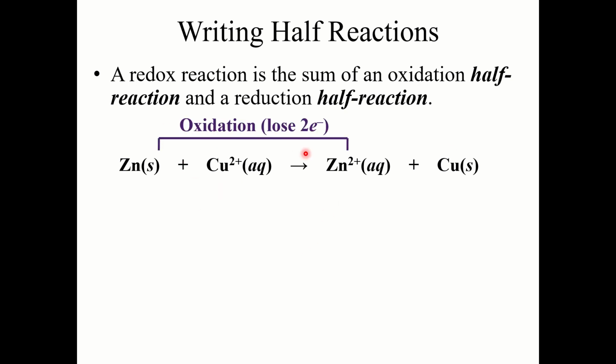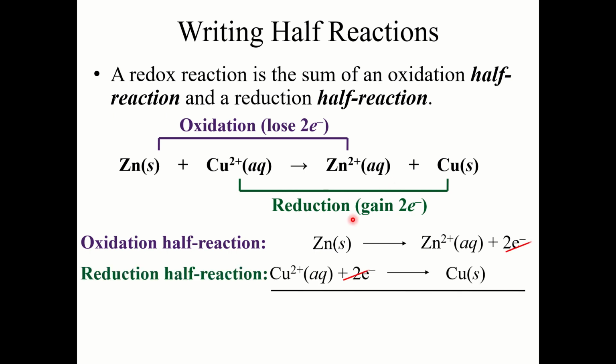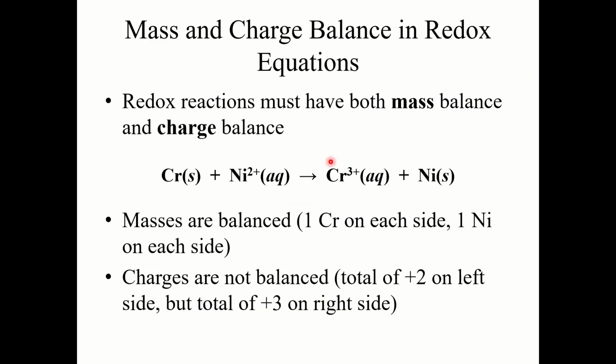We've got our oxidation half reaction where zinc has been oxidized, and we've got our reduction half reaction where copper has been reduced. So we can write those like this, and then they can be recombined to cross out the electrons. And so we just get what we started with. Right now this doesn't seem that useful, but let's look at an example where it is useful. Let's look at an example of a type of problem I may give you on the exam.